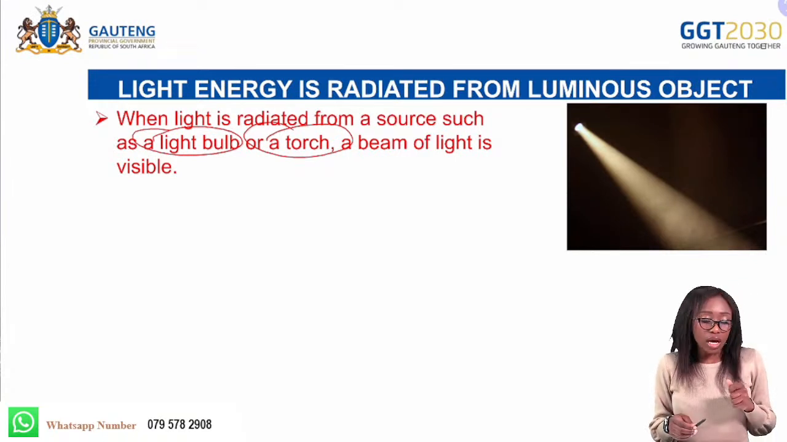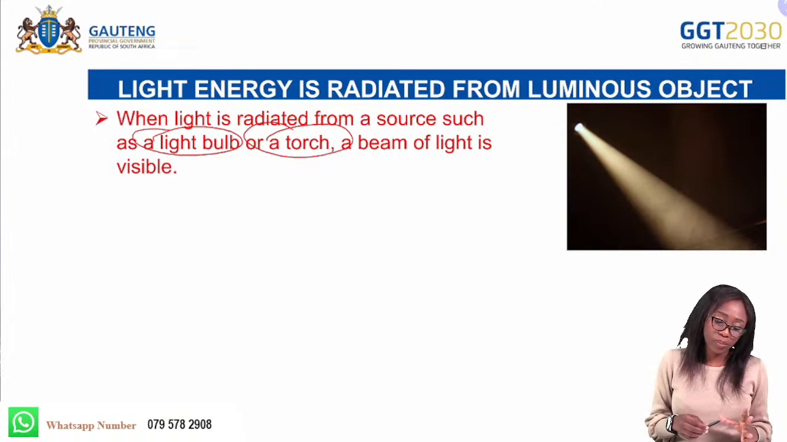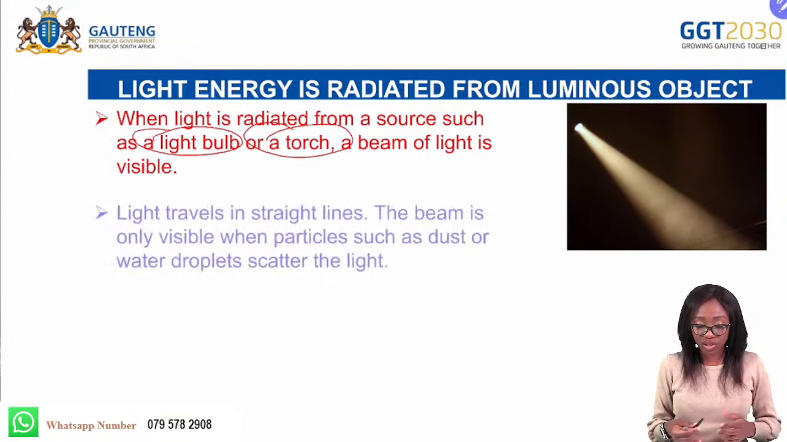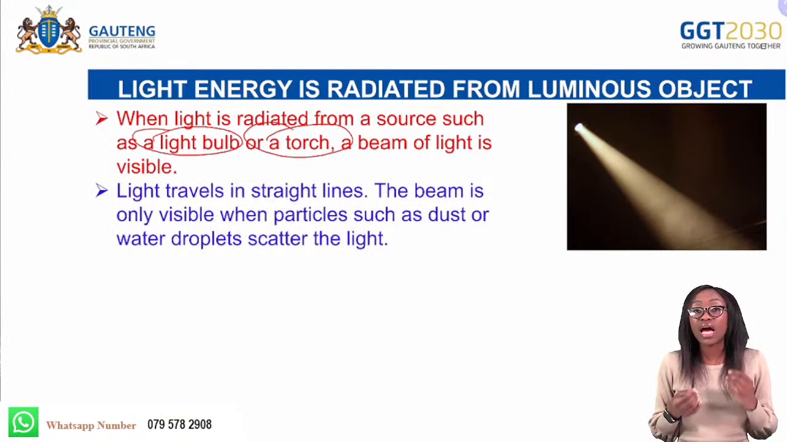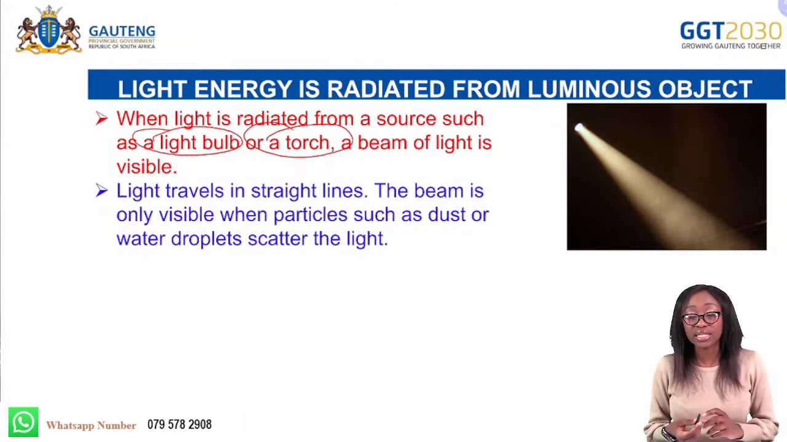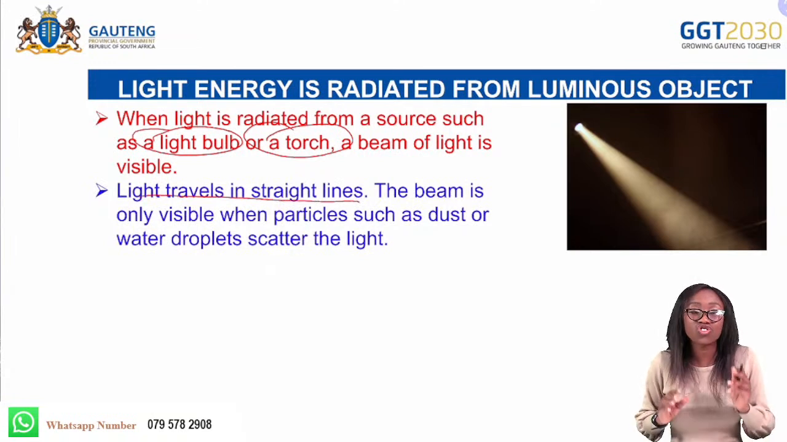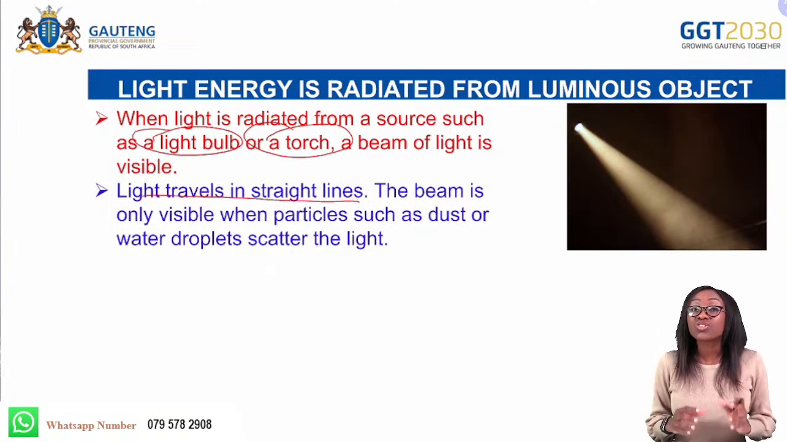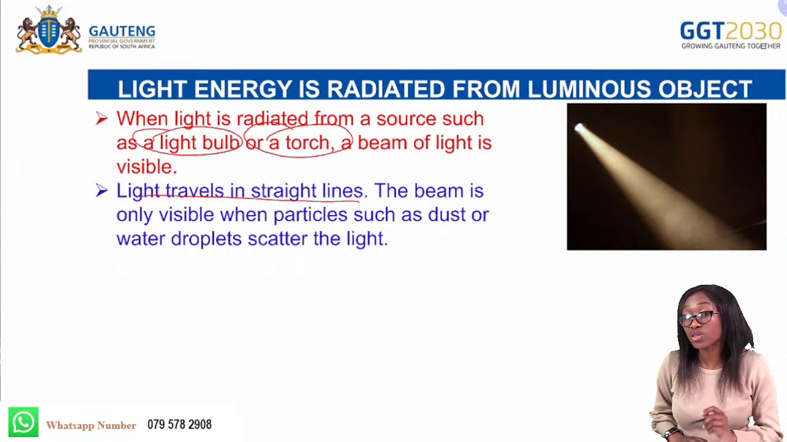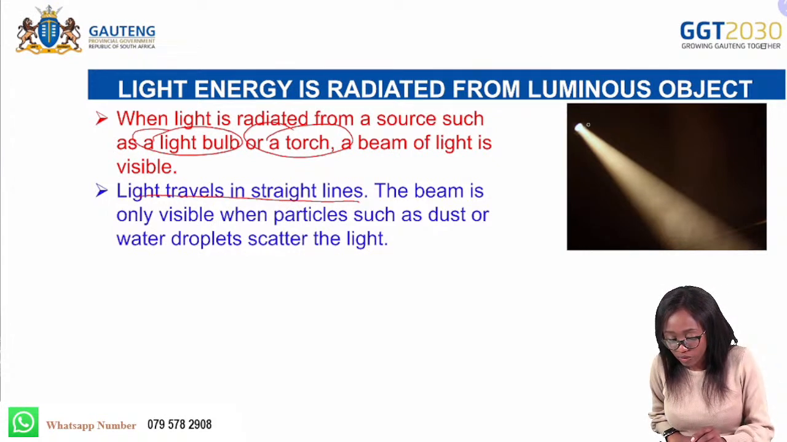So if you are radiating a light from a source such as a light bulb or a torch, you can actually see a beam of light. Now how is it possible that you can actually follow that beam of light? This is because light travels in straight lines. If we go back to the diagram where there is the beam of light, there's a straight line. So light travels in straight lines.